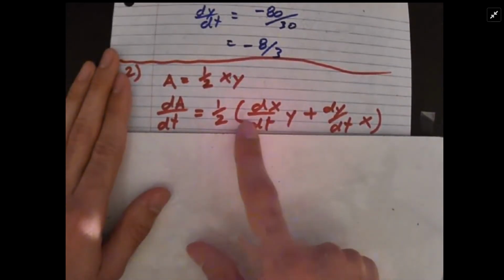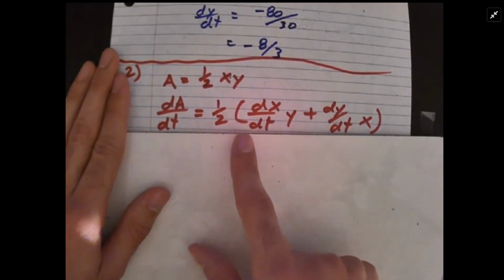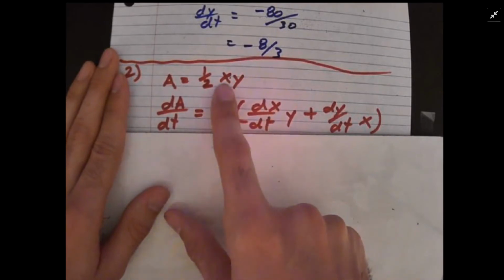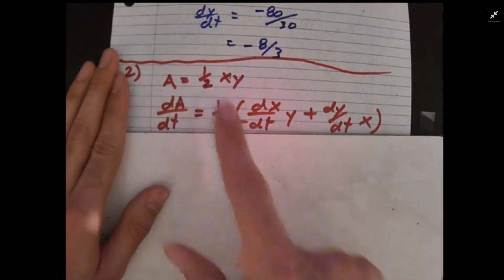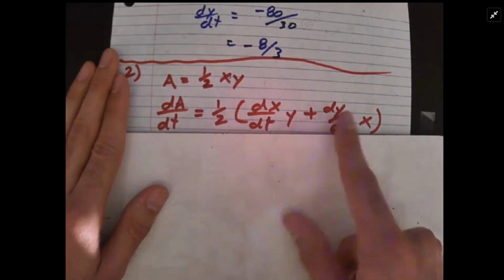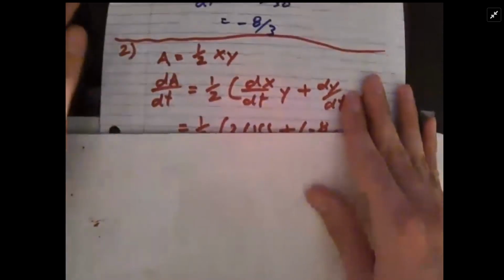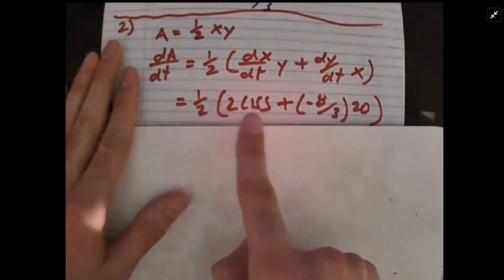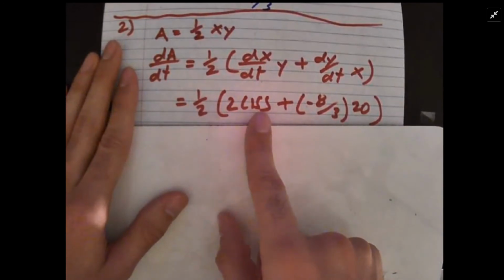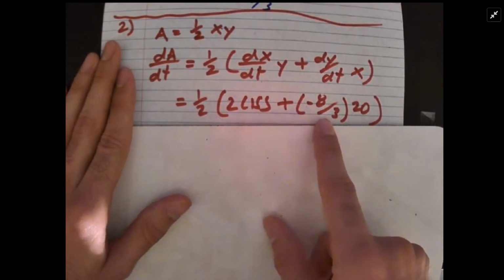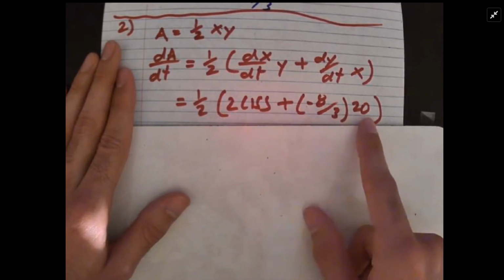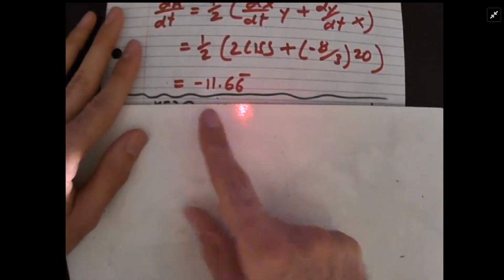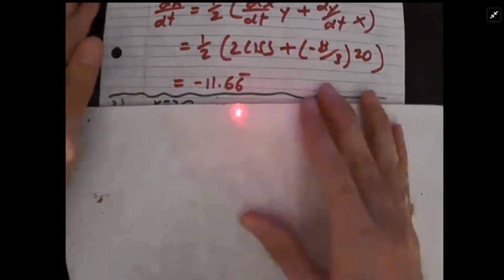So I get 1 half, and again, we're applying the chain rule and the product rule. So we have to take first the derivative of this times this plus the derivative of this times this. So we get dx over dt times y plus dy over dt times x. And we can then plug in because we know what dx over dt is. We know what y equals when x equals 20, that's 15. And we know what dy over dt is when x equals 20, and here x equals 20. So then you eventually get negative 11.6 repeating. So the area is shrinking, which makes sense because this ladder is going from here and then it's eventually going to go flat with no area.